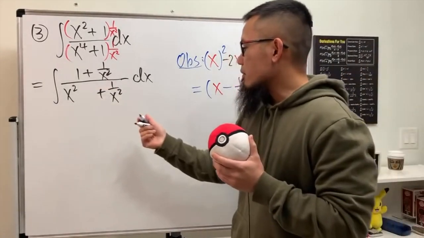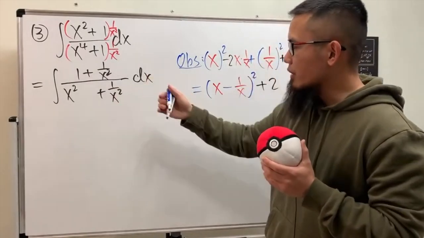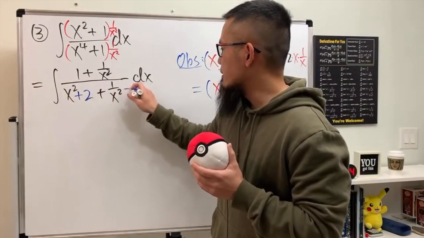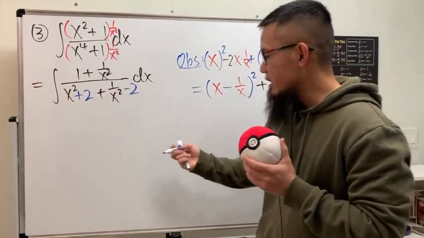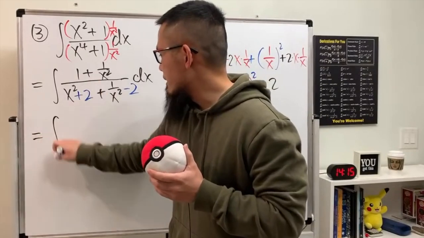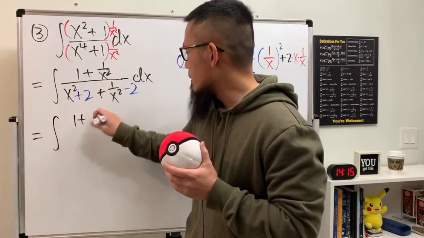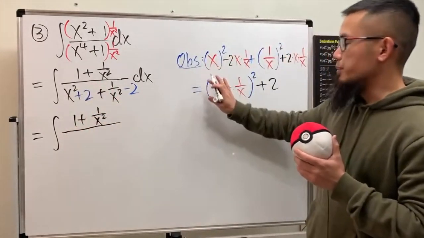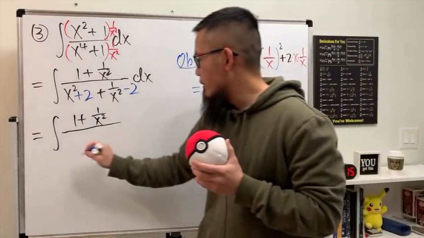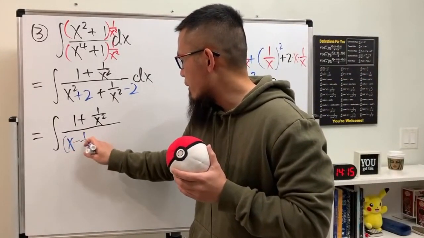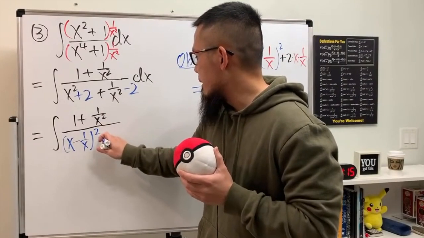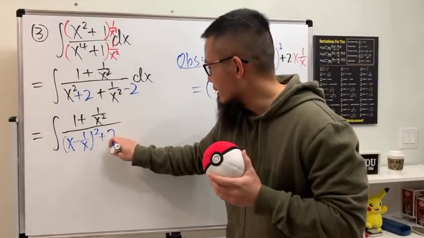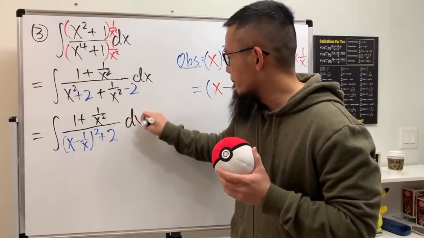So I'm just going to bring all this over there. Technically, we're just going to put down plus 2 and then minus 2. And we will see this becomes the integral. On the top is still 1 plus 1 over x squared, over this guy, which is just going to be x minus 1 over x, and then squared, and then plus the 2. So let's put that down. And then we still have the dx right here.